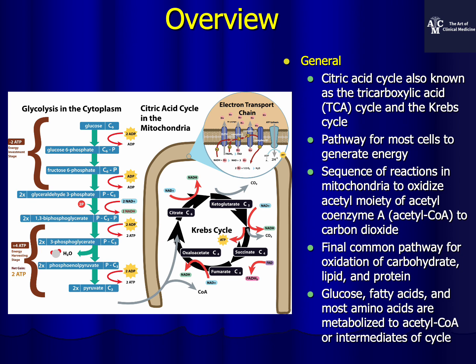cycle. This is the pathway that most cells use to create energy, ATP, and it is occurring in the mitochondria, whereas glycolysis is occurring in the cytoplasm. Further on, we'll talk about how that pyruvate gets into the mitochondria for the Krebs cycle. But this is the final common pathway for oxidizing carbohydrates, lipids, and proteins. So all roads lead to this cycle, whether it be carbohydrates, protein coming from muscle or other areas, or fatty acids. All of those are metabolized to acetyl-CoA or intermediates of the cycle in between.